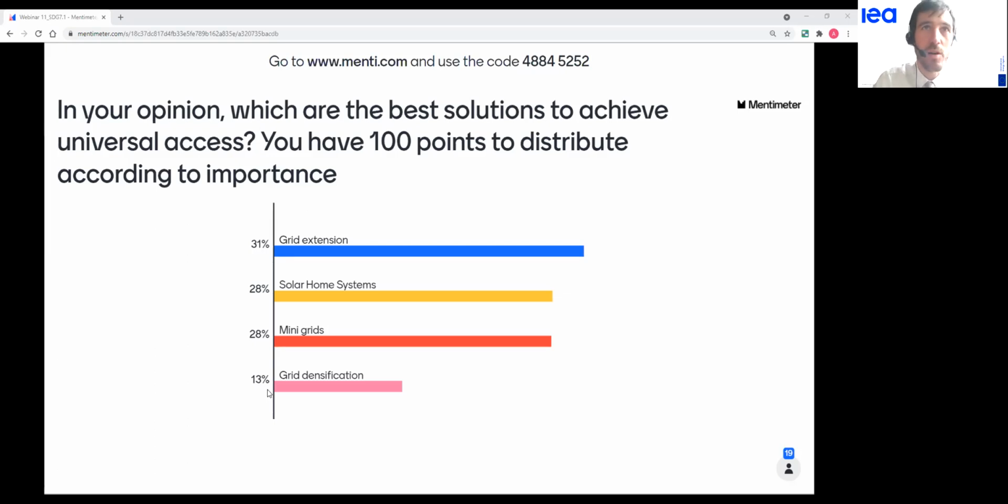I can also see that solar home systems and mini grids together would account for two thirds of the solution to provide universal access. So this is pretty aligned with some calculations we have done at a global level, but we'll discuss more in a second. So thank you again for your answers. I'm coming back to the presentation.